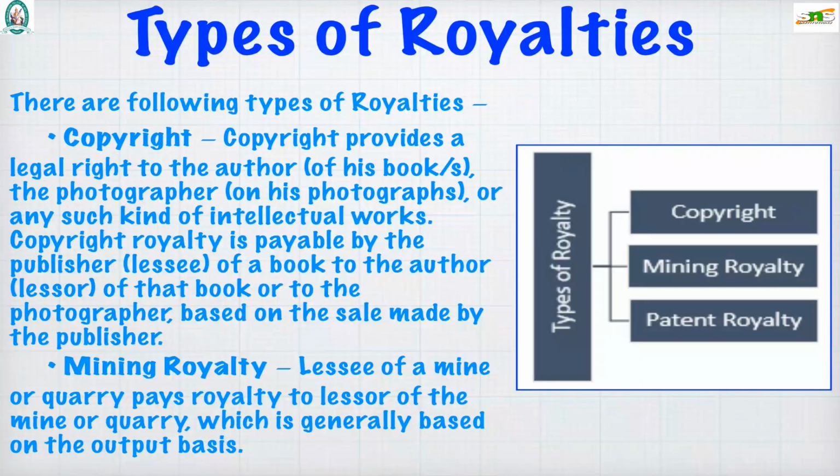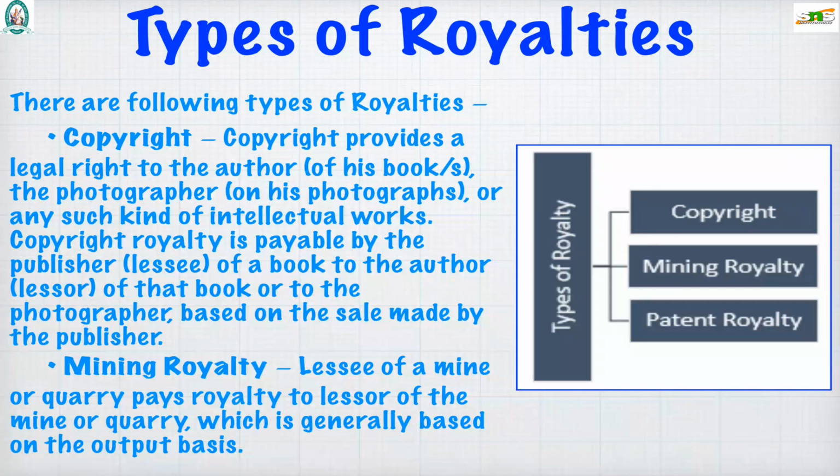Types of royalty. There are three types of royalties. One is copyright, the second one is mining royalty, and the third one is patent royalty. First, we are going to see what is meant by copyright. Copyright provides a legal right to the author on his book or books, the photographer on his photographs, or any such kind of intellectual works.